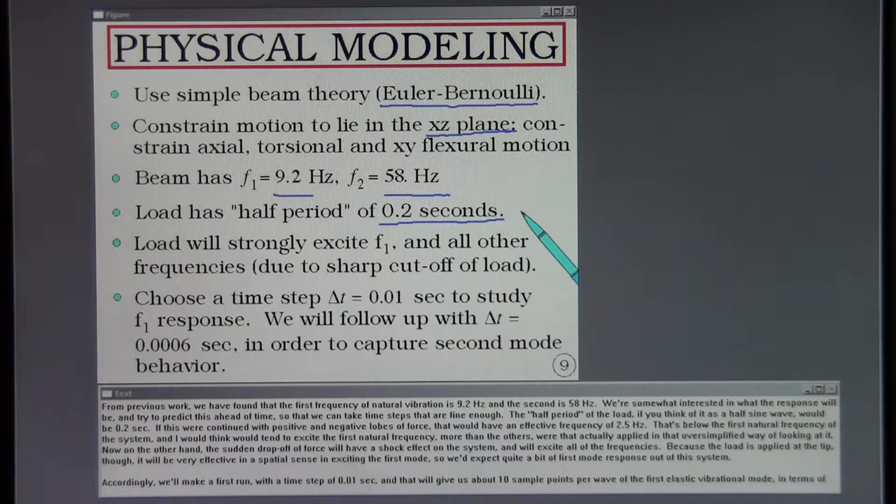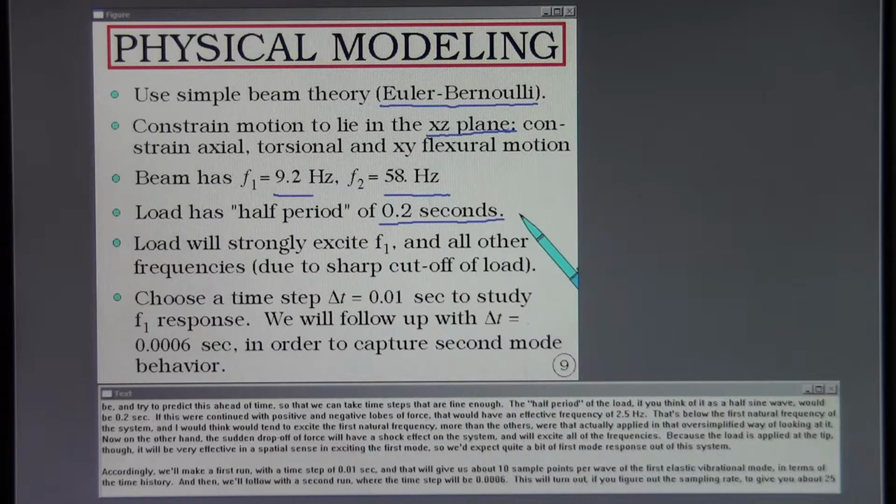On the other hand, the sudden drop-off of force will have a shock effect on the system and excite all of the frequencies. Because the load is applied at the tip, though, it will be very effective in a spatial sense in exciting the first mode. So we'd expect quite a bit of first mode response out of this system.